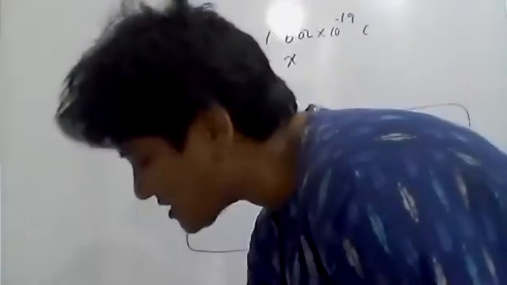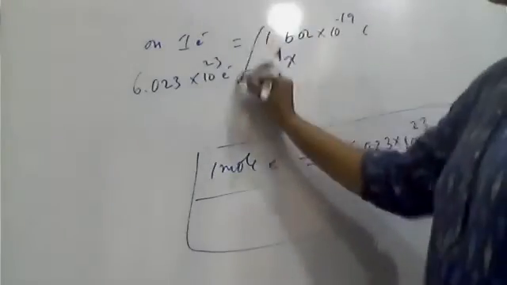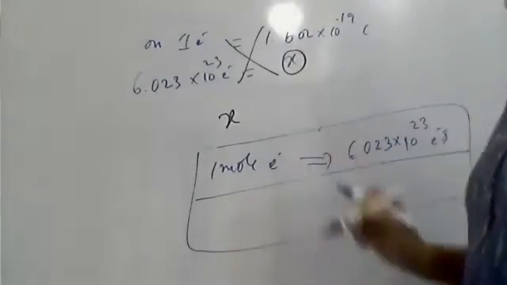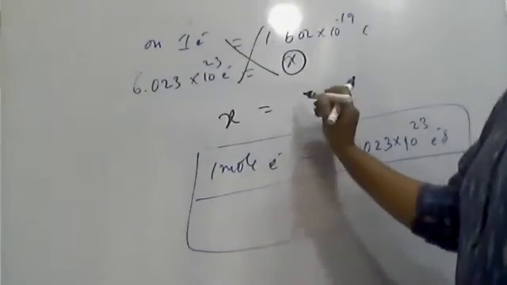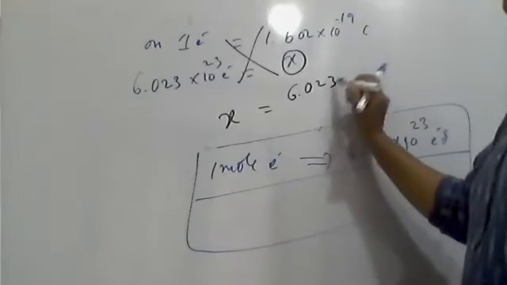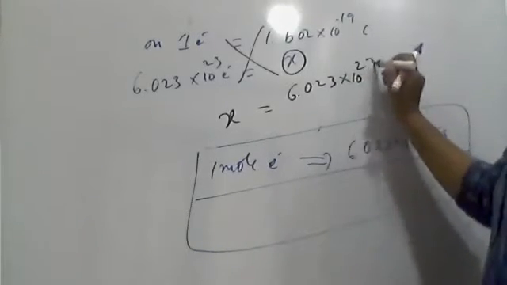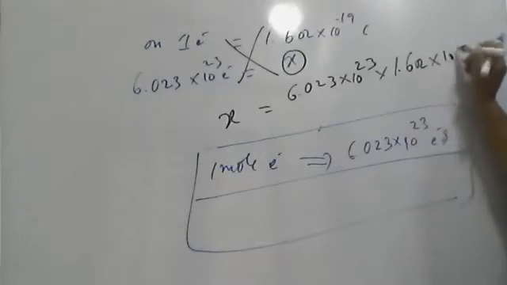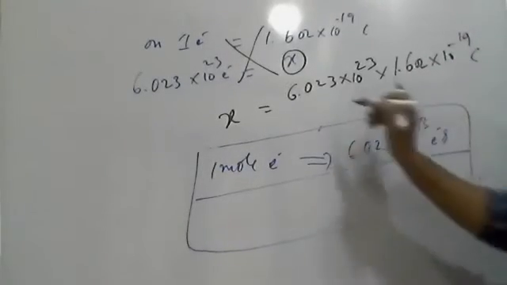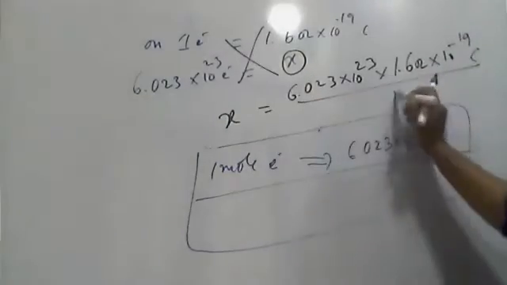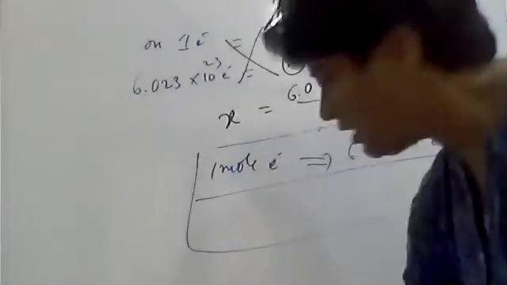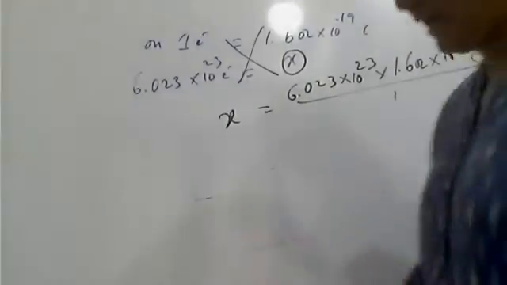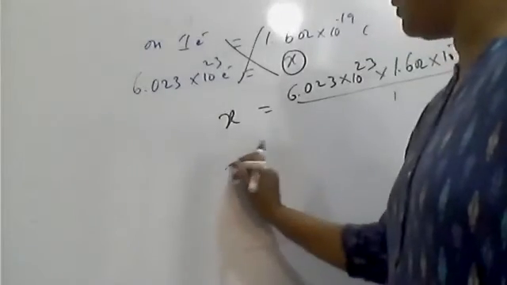Then you solve this question by crisscross. So what do you get here? X is equal to the fourth one which we are going to calculate, that is 6.023 into 10 to the power 23 into 1.602 into 10 to the power minus 19 coulomb divided by this one. So how do you do this? You will get some value.